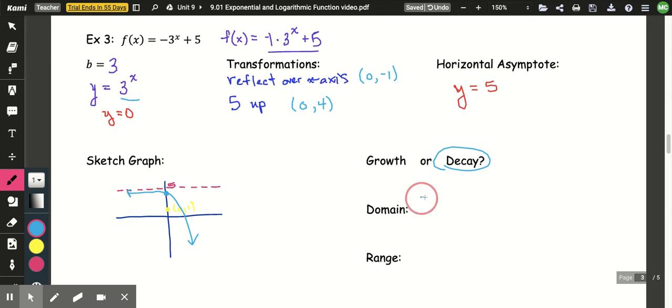All right, domain. Once again, the domain is completely unaffected by any transformations, so it's still all real numbers. The range, however, is going to be either everything above or everything below the horizontal asymptote. Taking a quick look at my graph, it looks like it's everything below that horizontal asymptote, so that would be y is less than 5. Now you do the rest of the practice problems in this section.